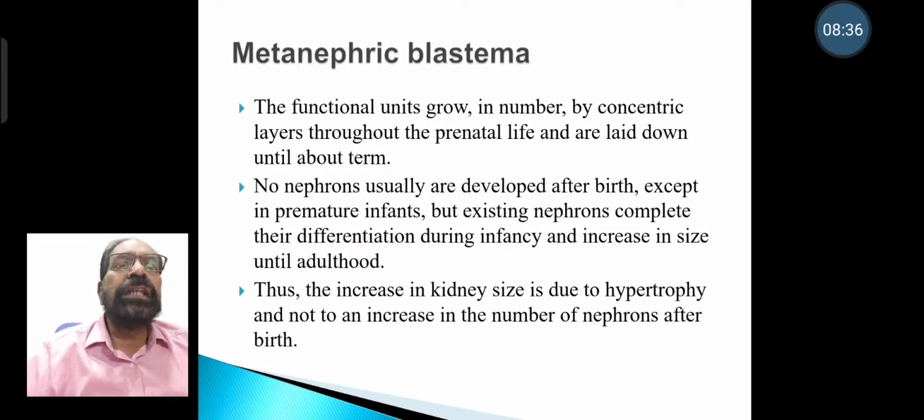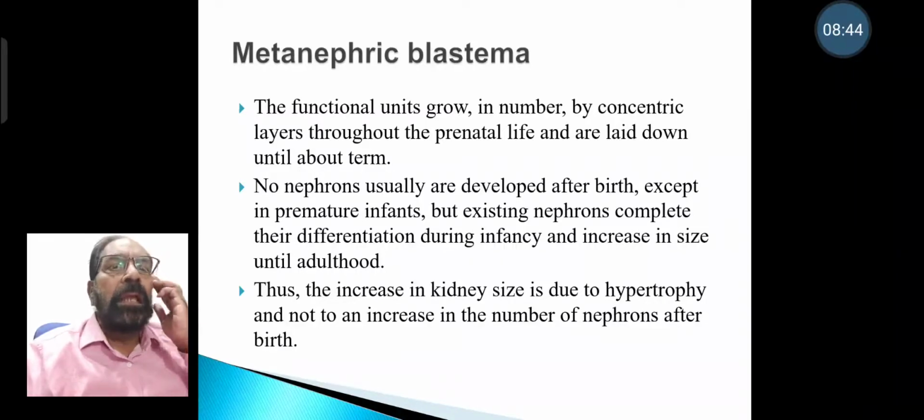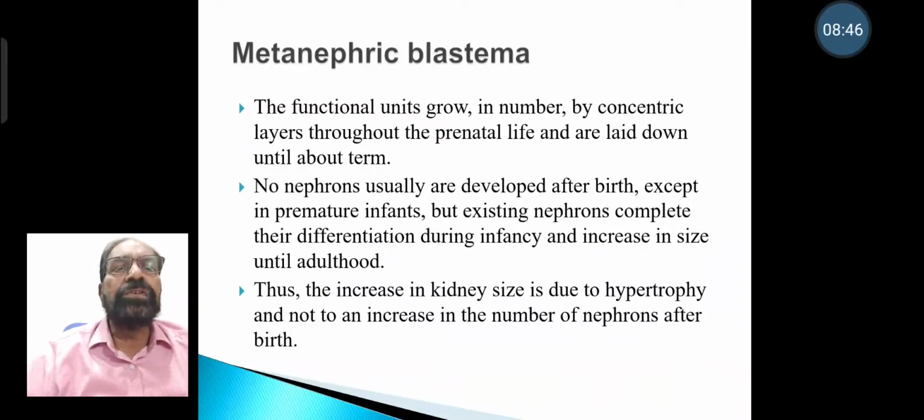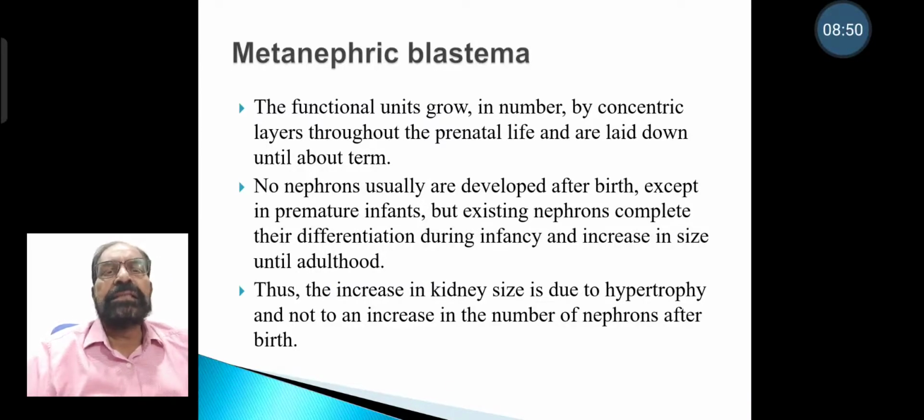No nephrons usually develop after birth except in premature infants, but the existing nephrons complete their differentiation during infancy and increase in size until adulthood. Thus, the increase in the kidney size is due to hypertrophy and not to an increase in the number of nephrons after birth.